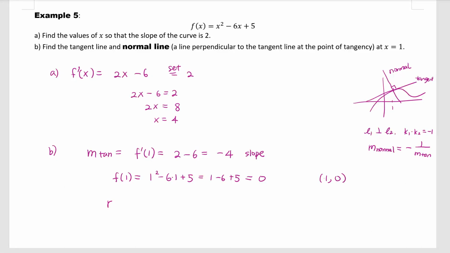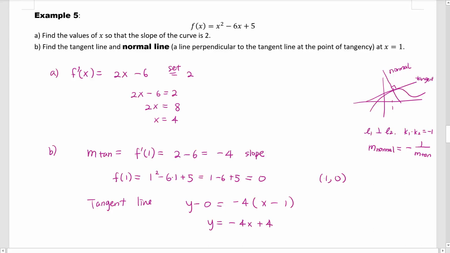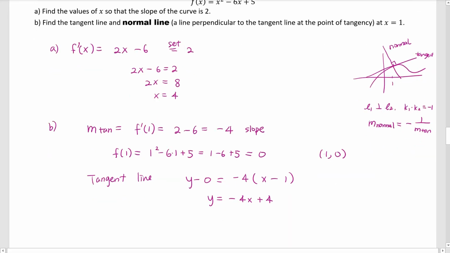For the tangent line: y minus the y coordinate equals the slope times x minus the x coordinate. So y equals minus 4x plus 4. That is the tangent line. How about the normal line? Okay, normal line. What is m normal? The negative reciprocal of negative 4 is just 1 over 4, right?